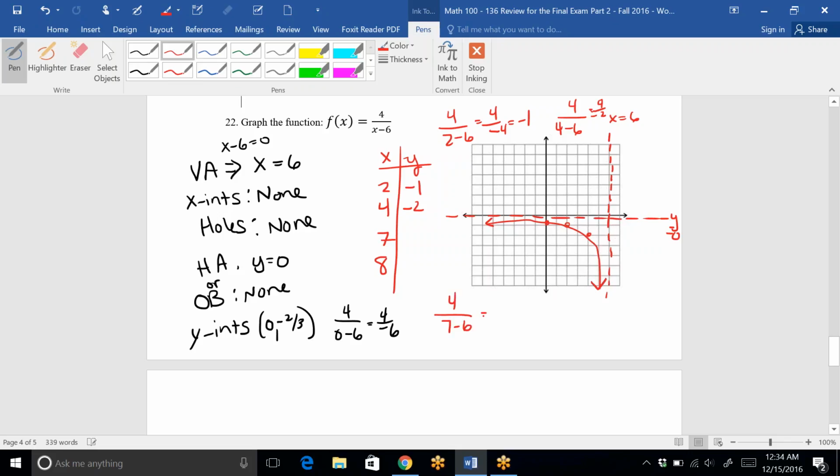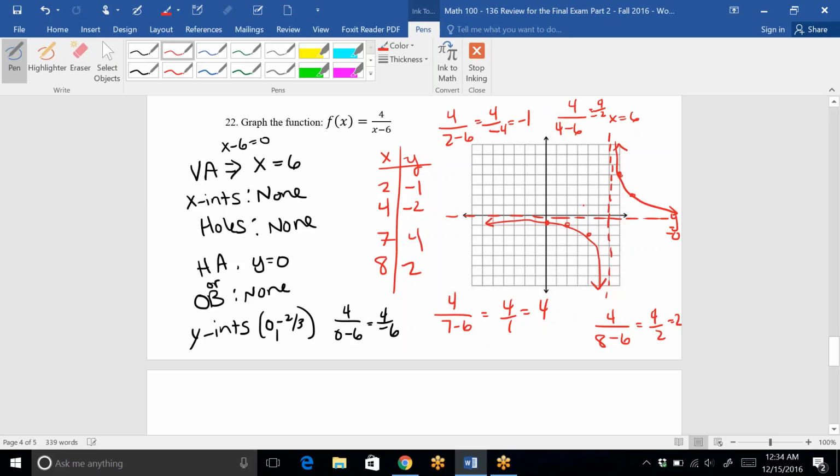So 7 minus 6 is 1. So that would just be 4 over 1, which is 4. So positive 7 and then up 4. And if we plug in 8, that becomes 4 over 2, which is 2. Which is right there. So notice this one's starting up high and headed down towards that bottom asymptote right there, the horizontal one.